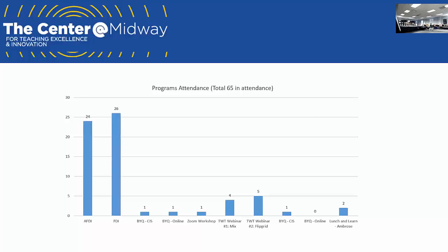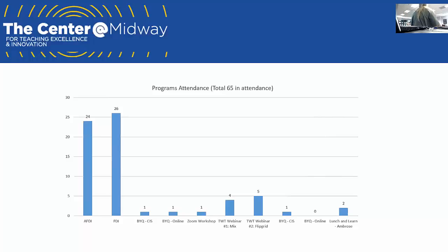Some of the other statistics that we gather are what our attendance has been like in our programs. This is Adjunct Faculty Development Institute from August, and this is Faculty Development Institute from August. Obviously, those are the best attended programs. You want to guess why? Because they are mandatory. That's right.